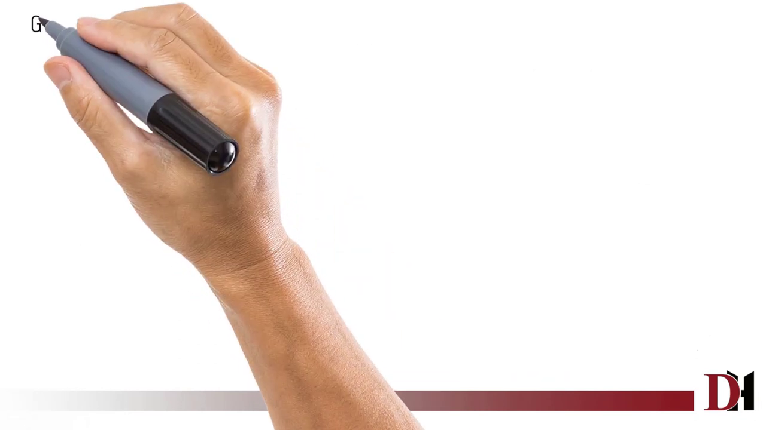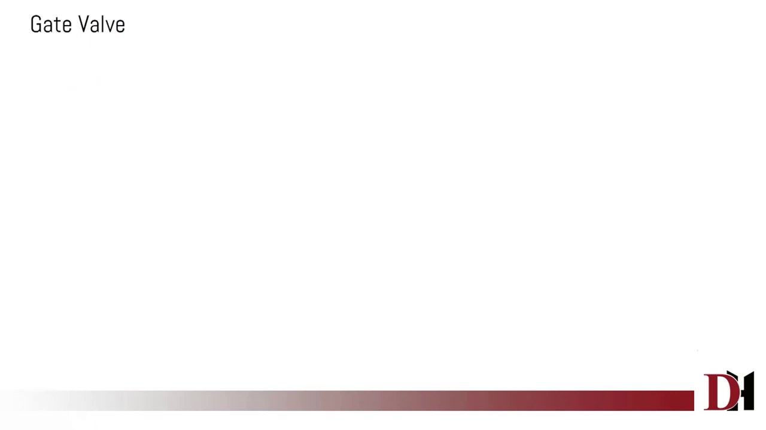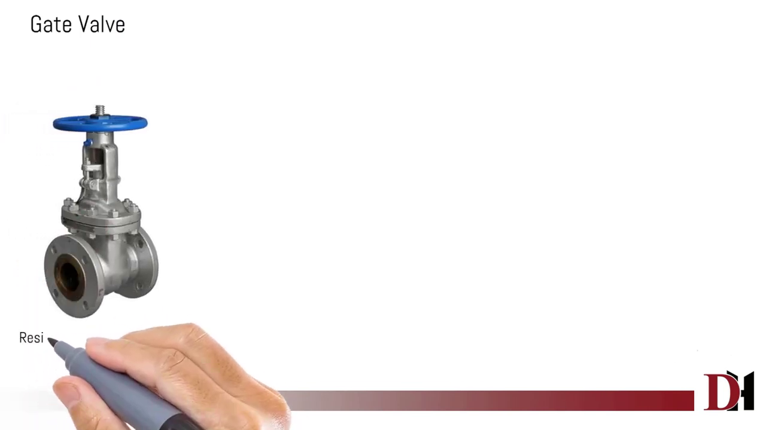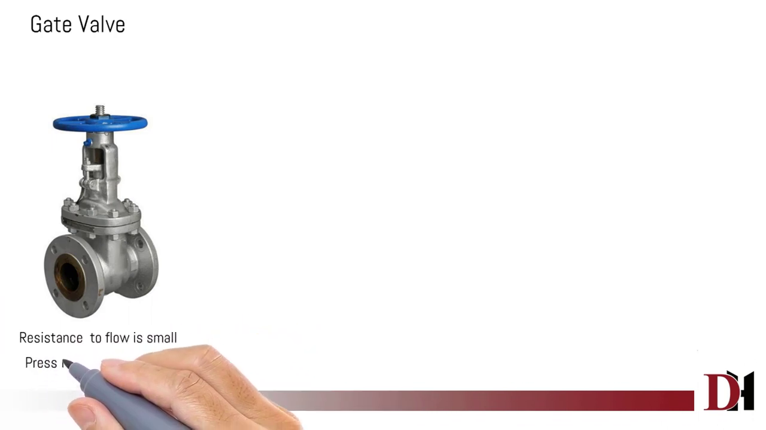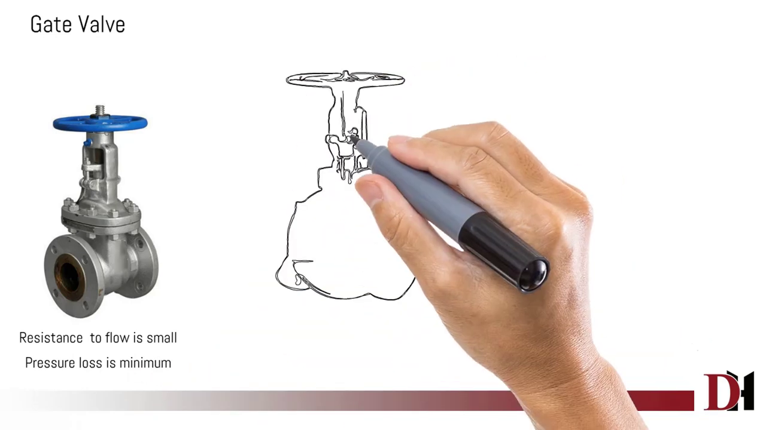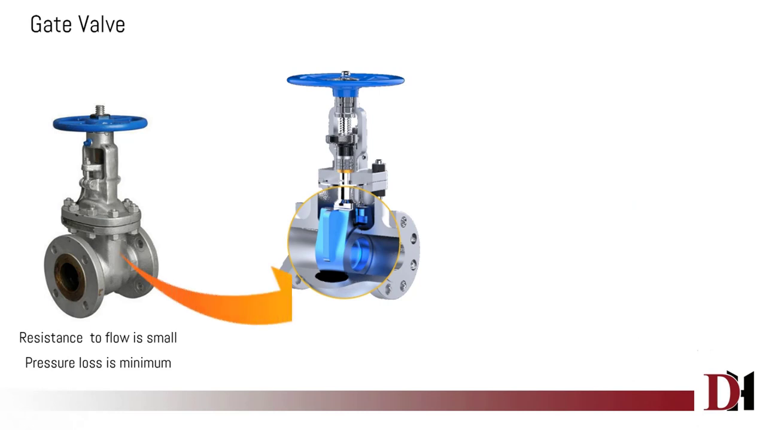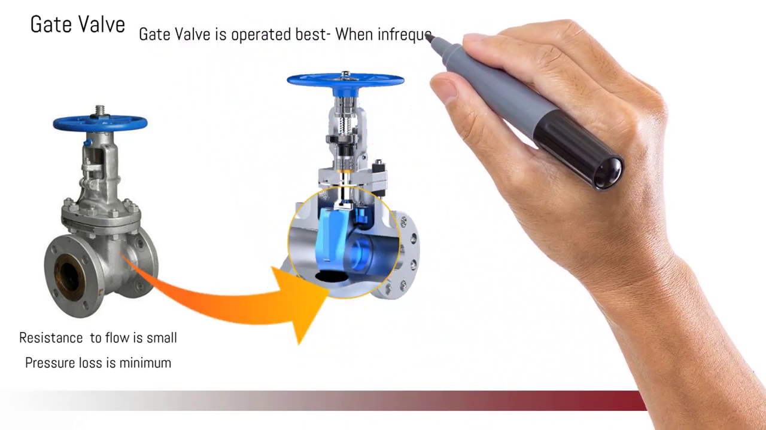Now we will discuss gate valve. In a gate valve, resistance to flow is very small, and pressure loss is minimum. You can see its cross-section view in this picture. Gate valve is often used where infrequent operation is required.